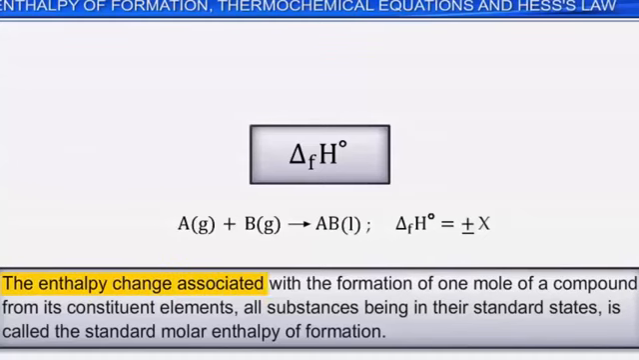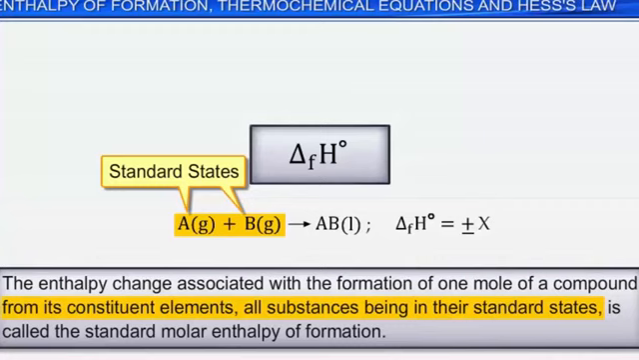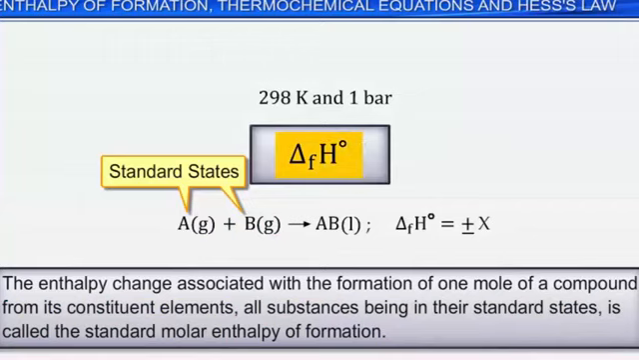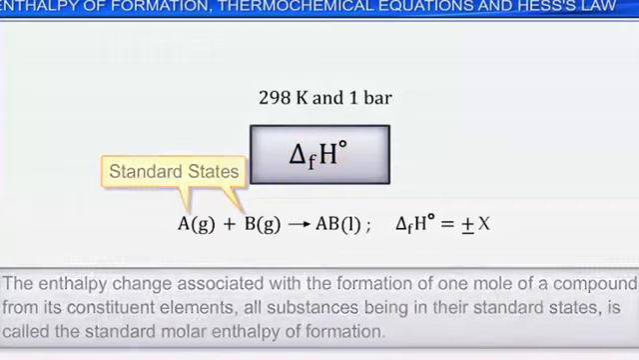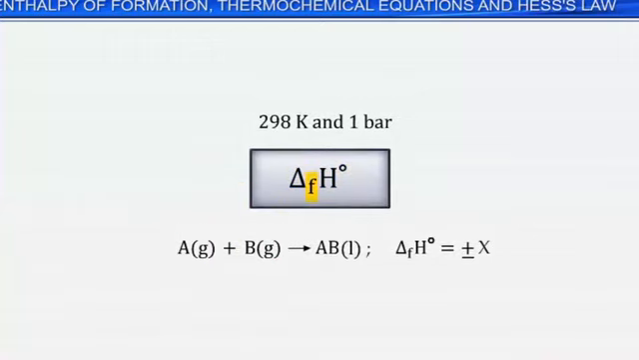The enthalpy change associated with the formation of 1 mole of a compound from its constituent elements, all substances being in their standard states, that is, at 298 Kelvin and 1 bar pressure, is called the standard molar enthalpy of formation. It is represented as ΔfH°. The subscript f indicates that 1 mole of compound has been formed in its standard state from its elements in their most stable states.